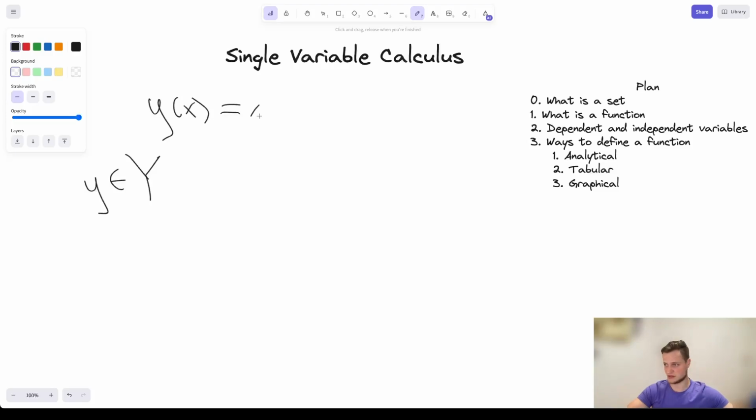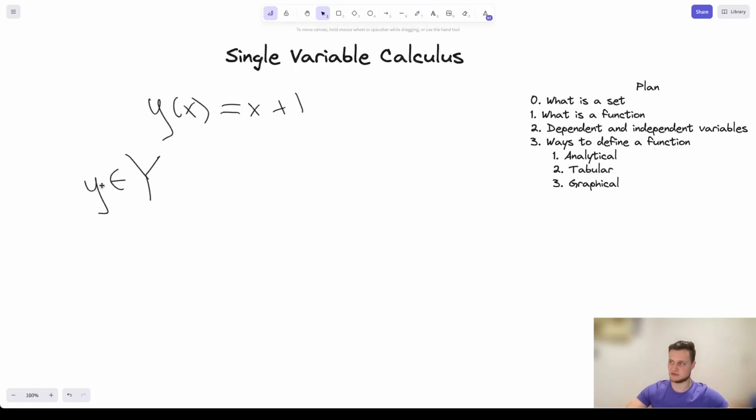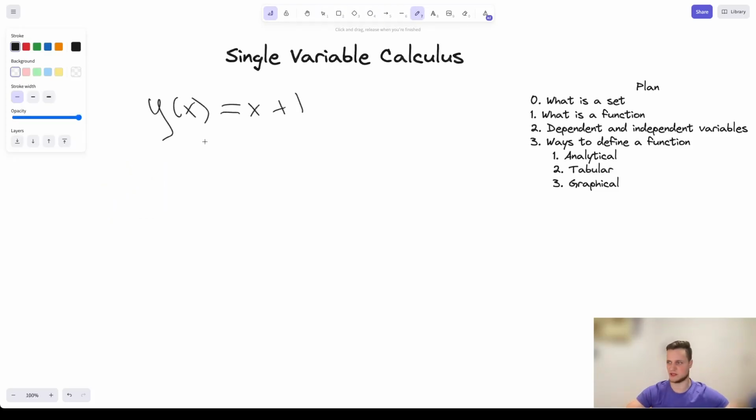For example, there may be some function x plus 1. So this is just some analytical definition of the function y. We can name it differently. We can name it, for example, f of x. It doesn't matter at all.